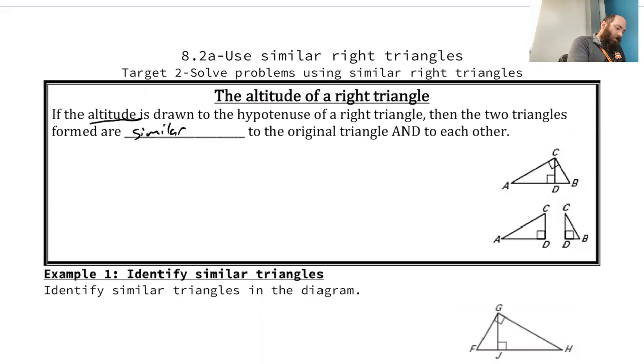The thing to know about an altitude is that this is a perpendicular. How to spell that, perpendicular to the base. So that's what's happening here. Here's my right triangle for reference. CD represents the altitude here. So what you get is it splits off into two other triangles.